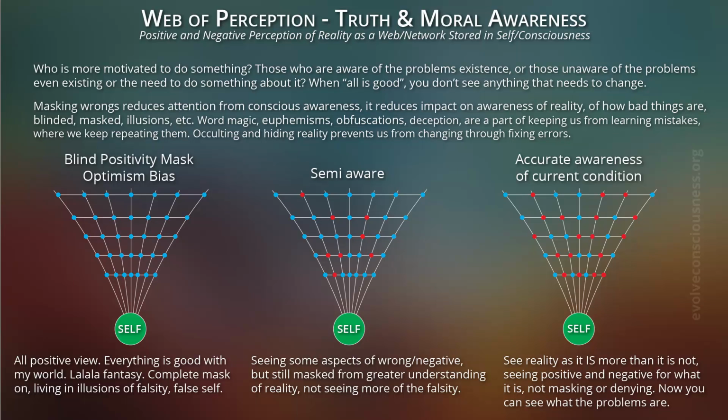So this relates to word magic, euphemisms, obfuscations, deceptions, which are a part of keeping us from learning from mistakes, where we keep repeating them. Occulting and hiding reality prevents us from changing through fixing errors. You're not going to fix your errors if you're not aware of the need to fix them. If you're not aware of the things that need to change, you're not going to change. So when you occult and hide reality, that's a good way to prevent people from changing anything about reality, which is why everything's occulted about the important aspects of consciousness and truth and reality and good and evil and how that works, and natural law and trivium method. Those things are occulted because they allow us to understand the need to correct ourselves.